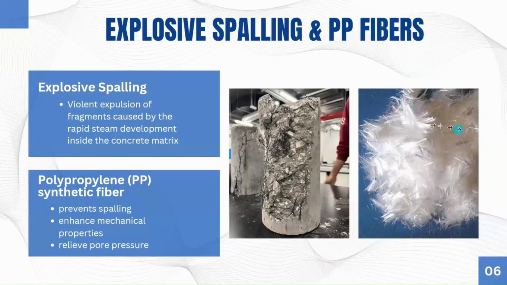This figure over here presents one of the samples that faced explosive spalling from our testing. As you can see, the sample is totally deteriorated, and the concrete cover has totally disappeared, and only the steel fibers are clearly seen. For this problem, our research showed that using polypropylene synthetic fibers prevents spalling and could have some effects on the mechanical properties of the concrete.